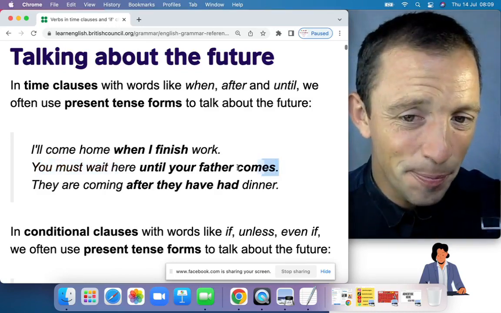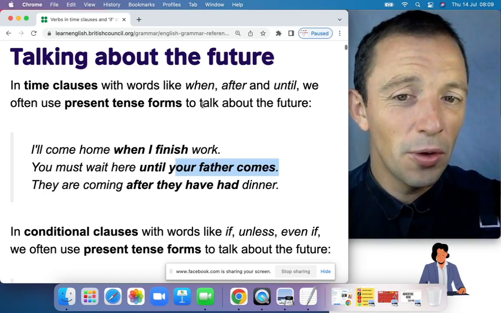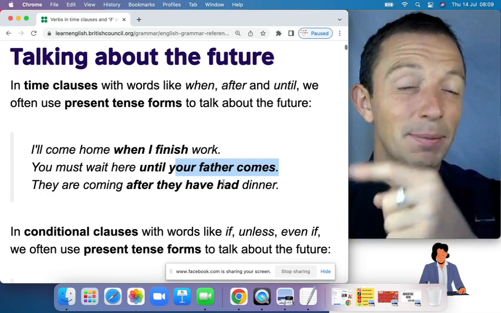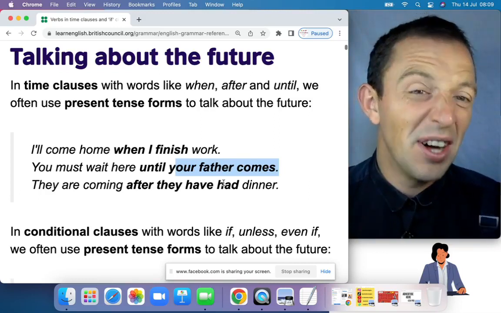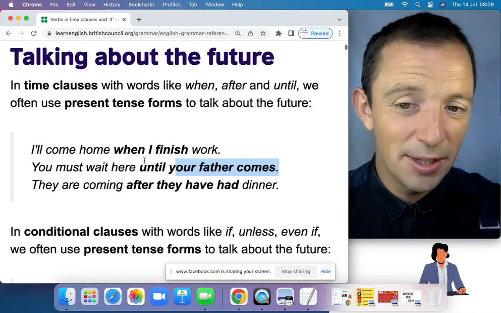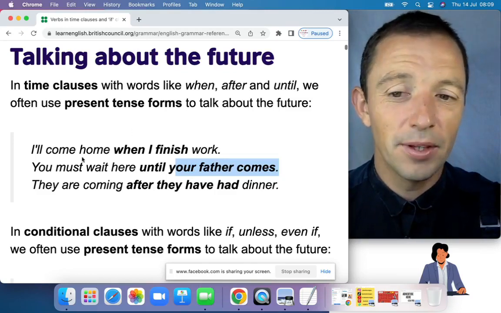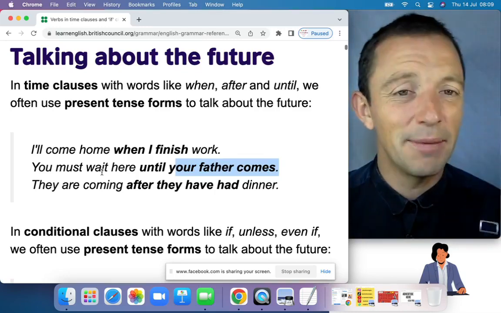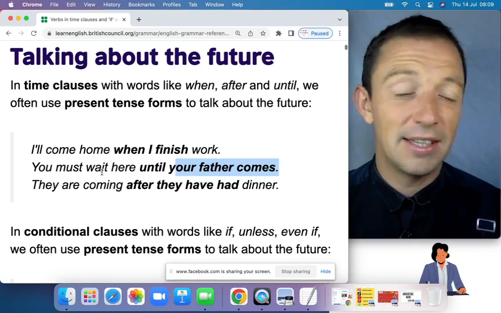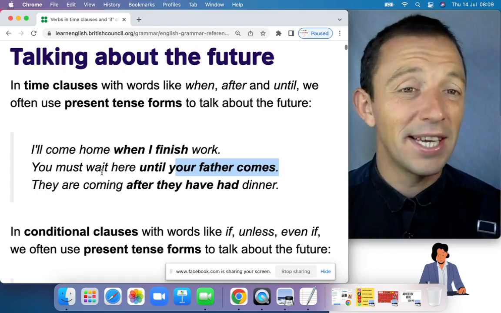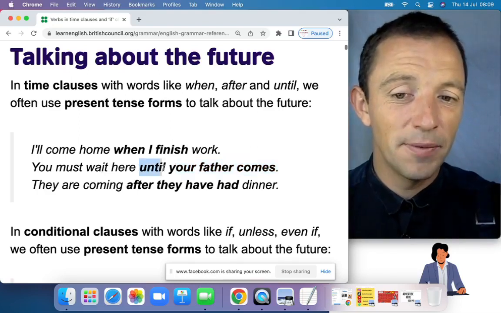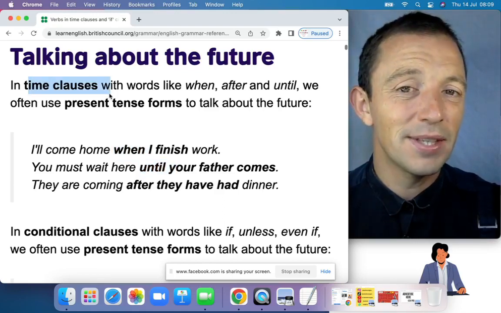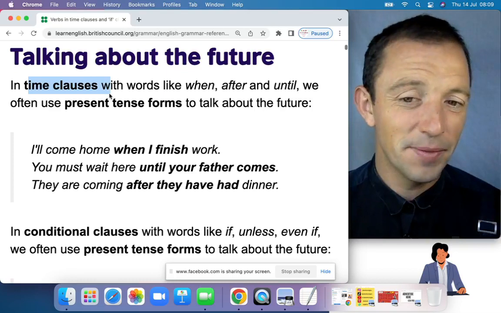This is the present, but we are expressing the future. We are talking about the future in this particular part because we have the word until and when. So you must wait here until your father comes. That is speaking about the future. And that's difficult. But the key word, I think, is until and when. This represents the time clause, the introduction of the time clause, I think.